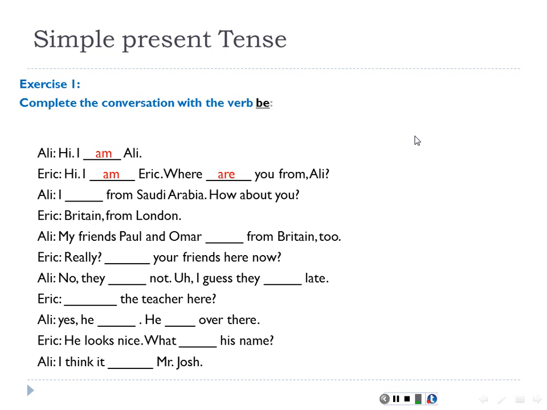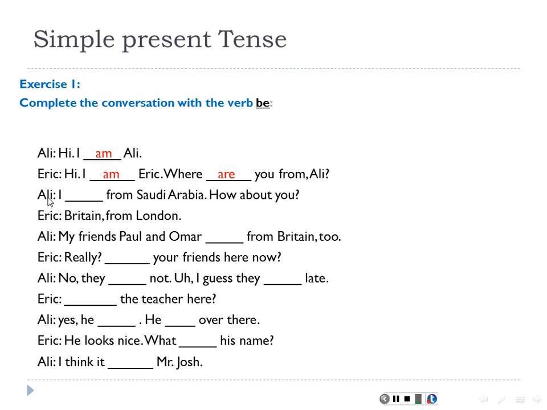And we have the second answer. So where are you from, Ali? Why did we use are here? We use are because of the personal subject pronoun you. So here, where are you from, Ali? من أين أنت يا علي? Where are you from? So are with you, the singular. Second person, المخاطب المفرد, ضمير المخاطب المفرد you. So we used are.